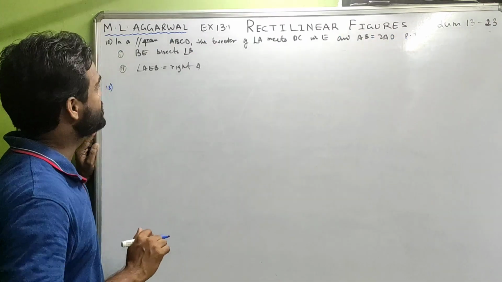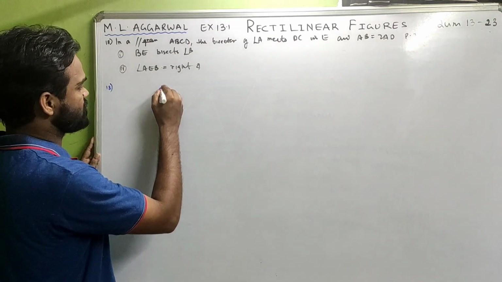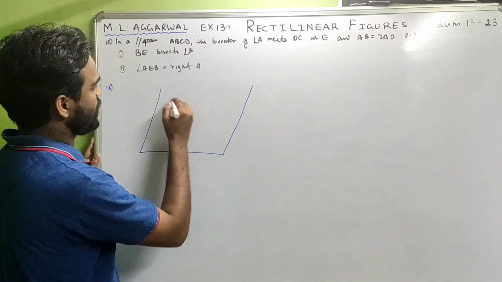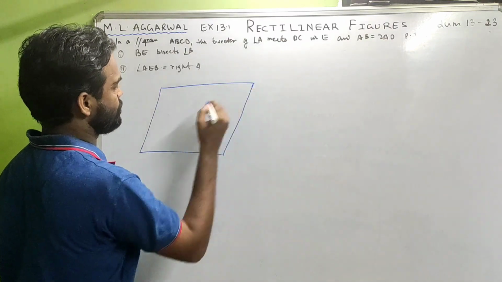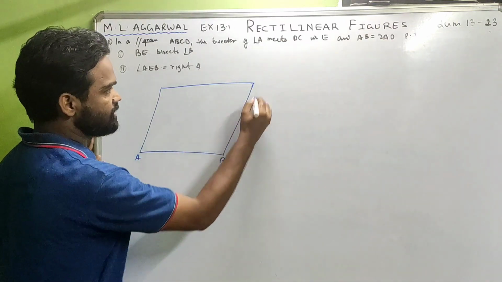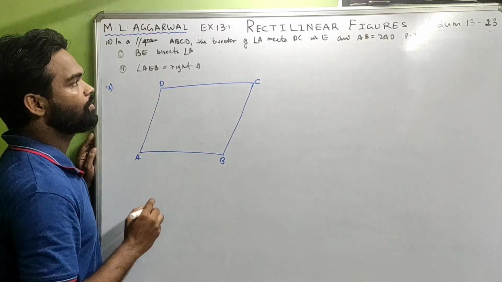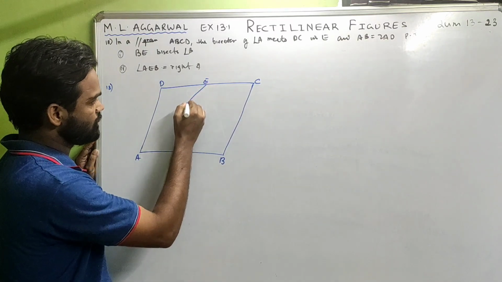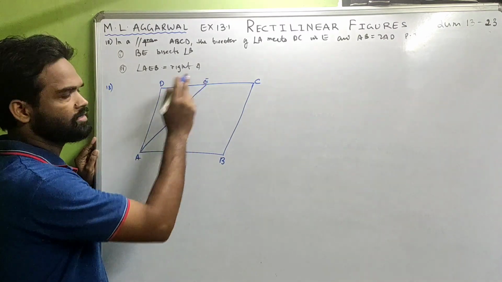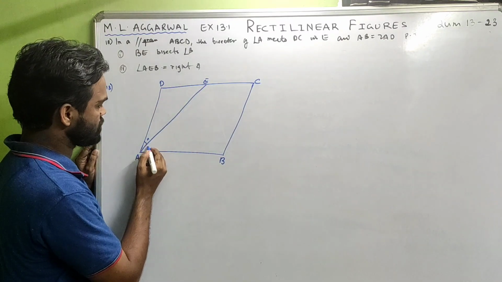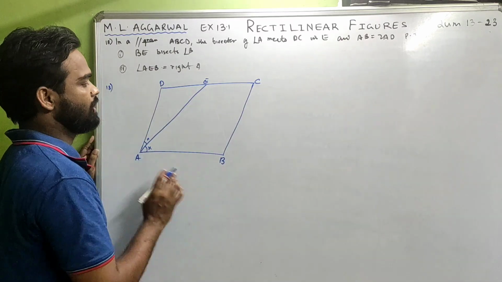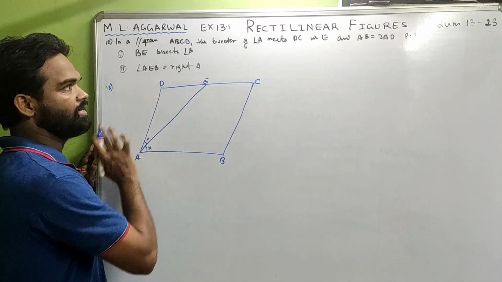Now let us look at the next sum. Sum number 18. In a parallelogram ABCD, we'll draw the diagram. The diagram is very important. If you get the diagram correct, half your work is done. A, B, C, D. The bisector of angle A meets DC at E. Suppose this is E, and since A is the bisector, if this is X, this is also X. And AB is twice AD.